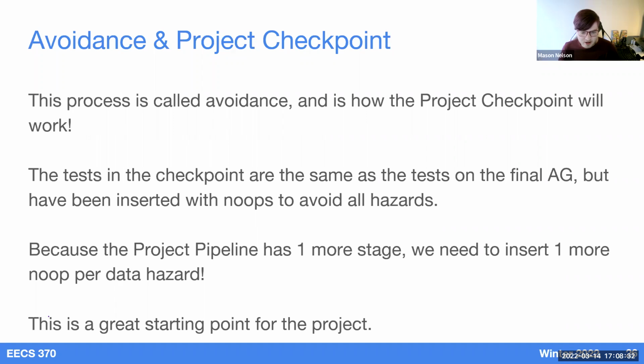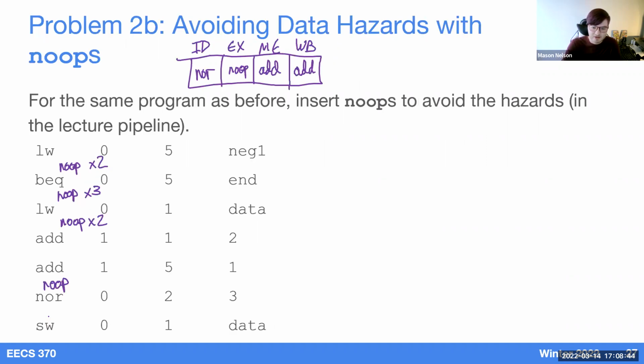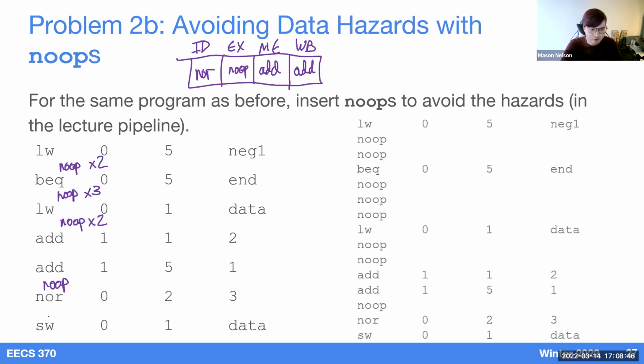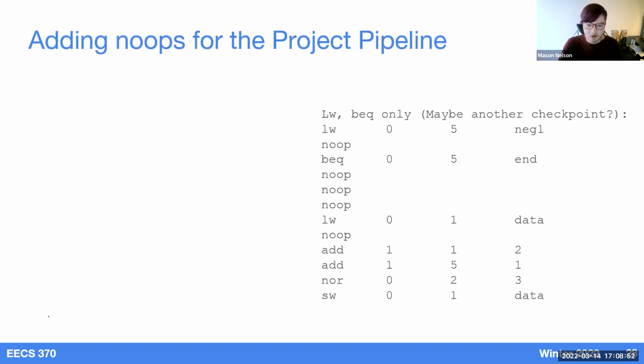Now, I did mention a couple minutes ago that the project pipeline has one more pipeline register, which you could think of as one more stage. And so that means this little strategy where we just inserted 2 or 3 no-ops isn't going to work the exact same way. Now we want our hazardous instructions to be spaced out one more.